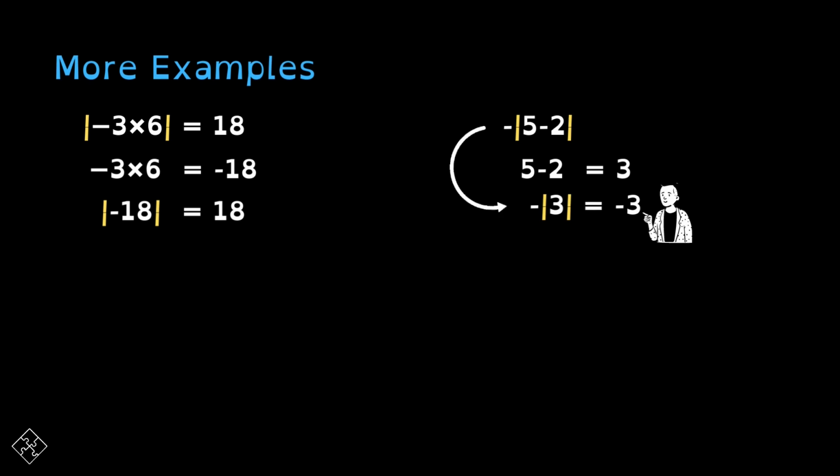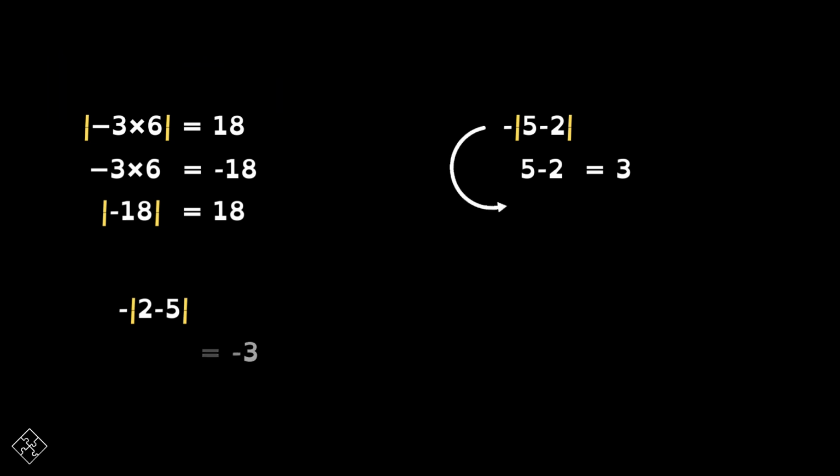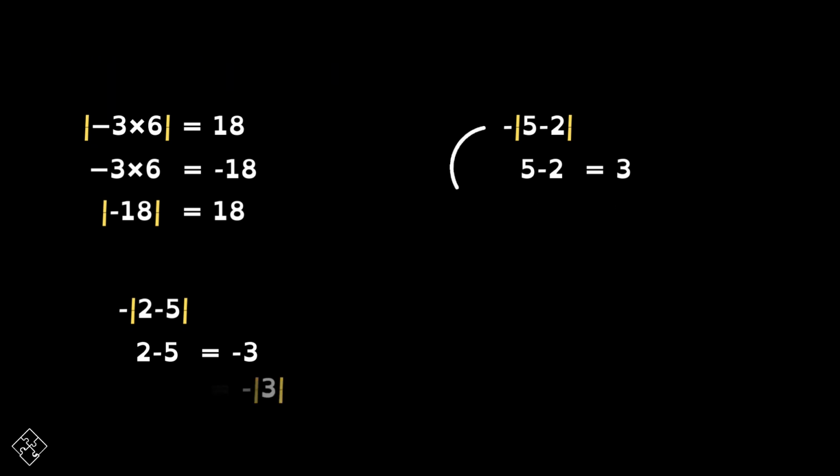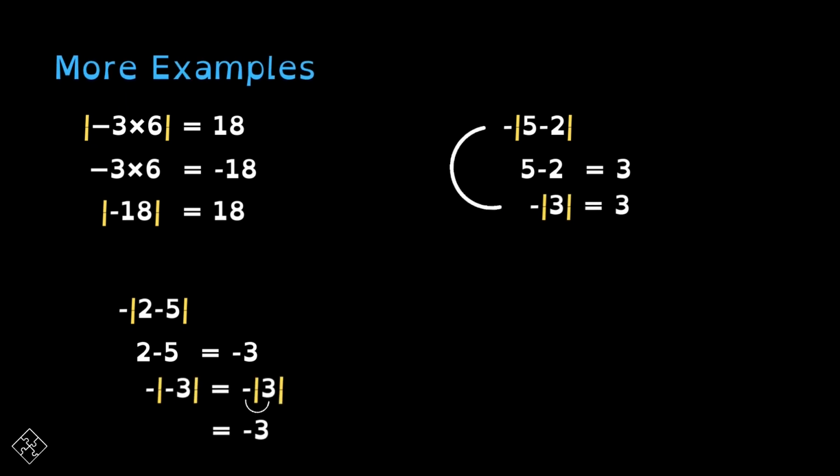Let us try more. Negative times the absolute value of 2 minus 5. First, simplify 2 minus 5, and that is equal to negative 3, and then get the absolute value of negative 3, that is positive 3, and then the first minus gets us negative 3.